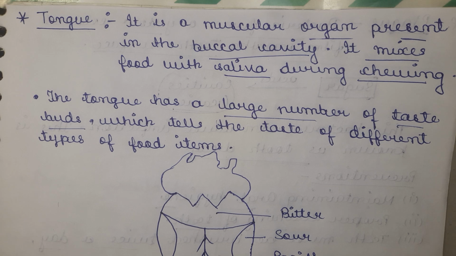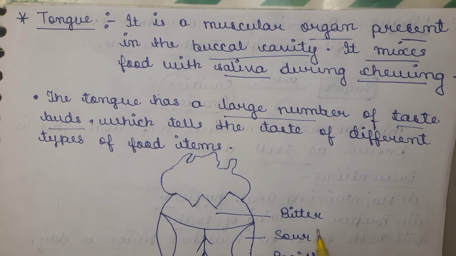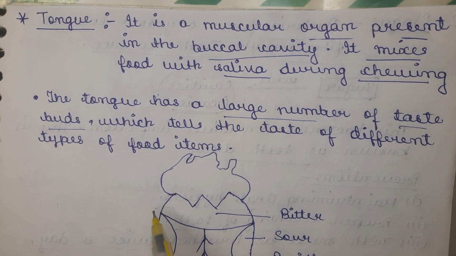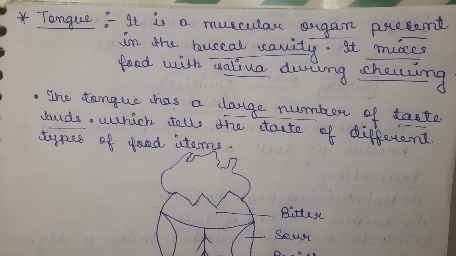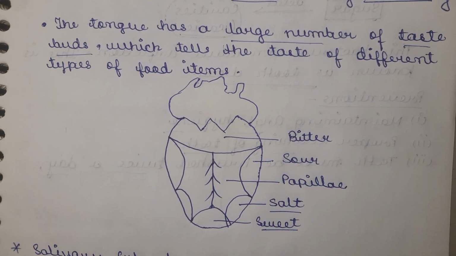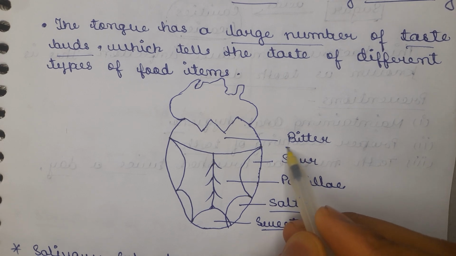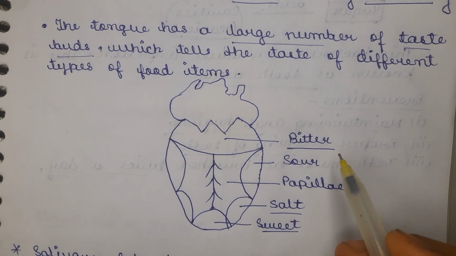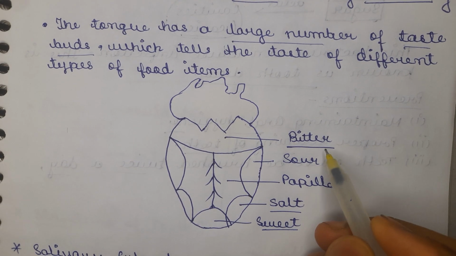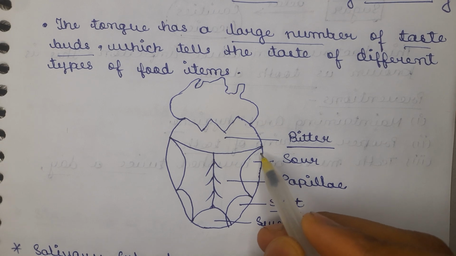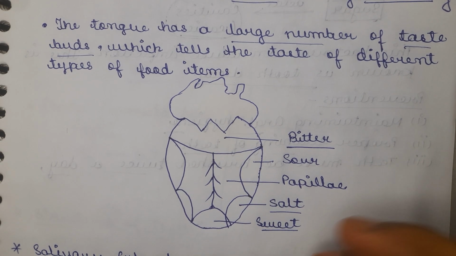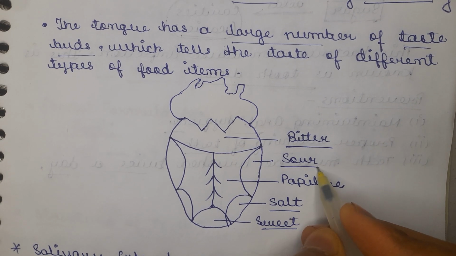So starting with the topic, the different regions of the tongue also show the taste buds, as in the given figure. You can find here that this portion of the tongue determines the bitterness of the food. This side region, the right side, basically determines the sour food.